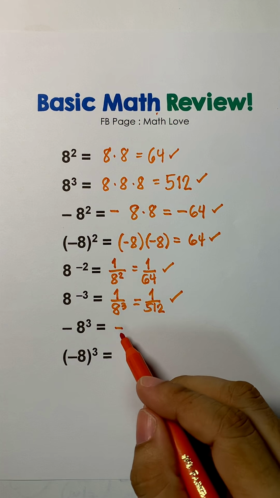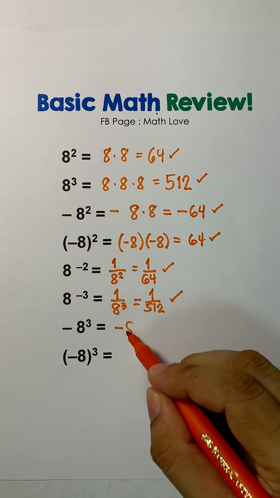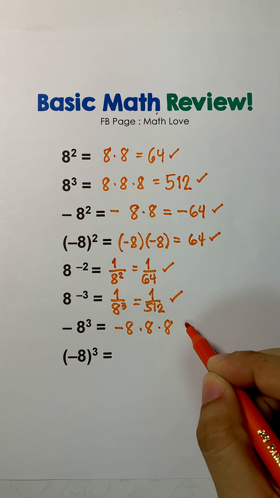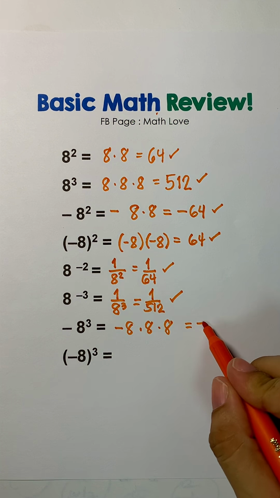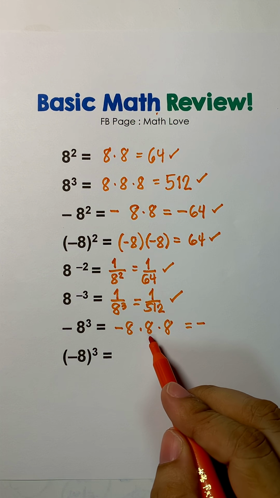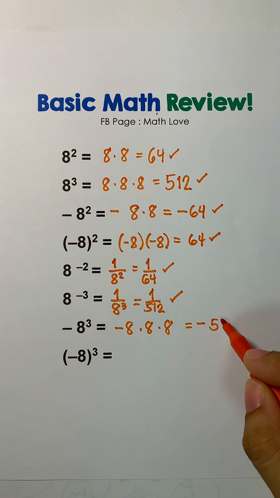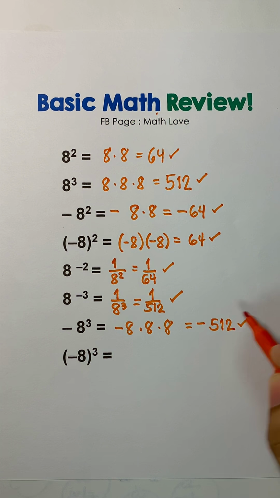This one, copy negative sign and get the cube of 8. 8 times 8 times 8. For your answer, you may copy this negative sign. 8 times 8, that's 64, times another 8, that's 512. How about this one?